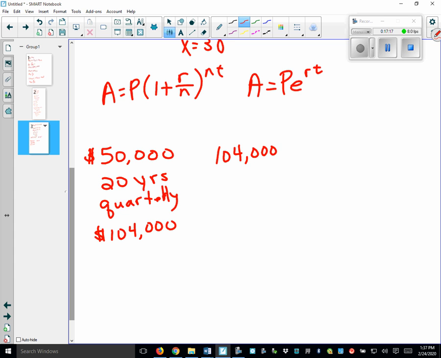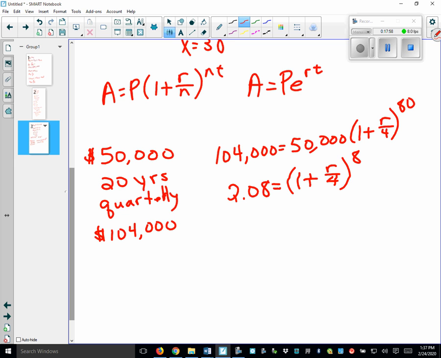104,000 equals 50,000 times 1 plus r over n, what's n? 4, to what power? 4 times 20, so 80. Divide by 50,000: 2.08 equals 1 plus r over 4 to the 80.